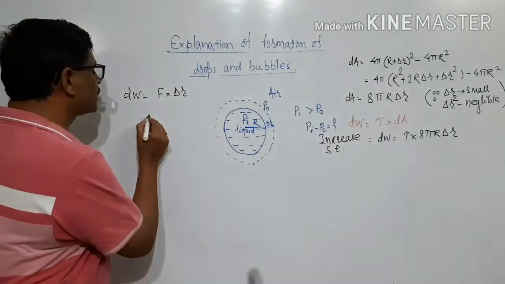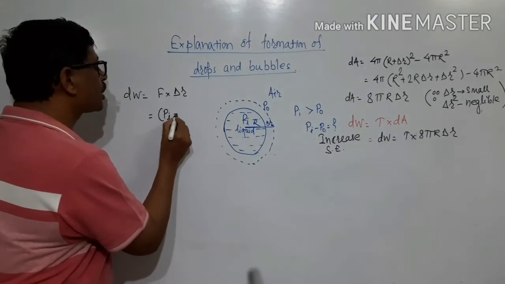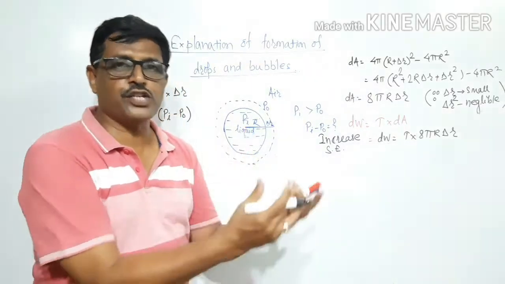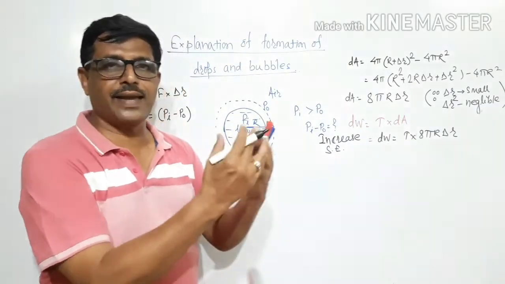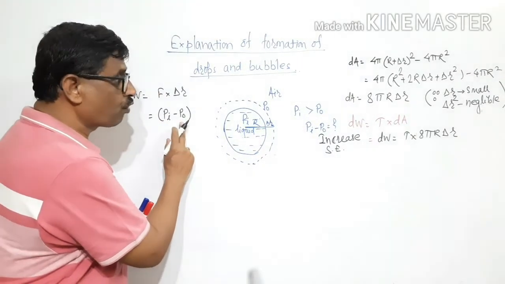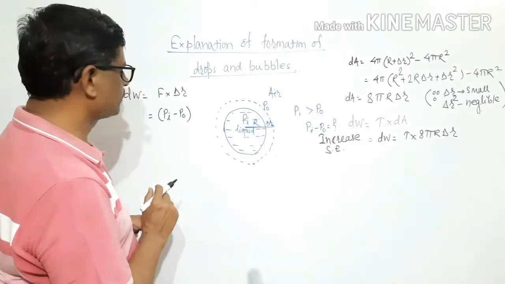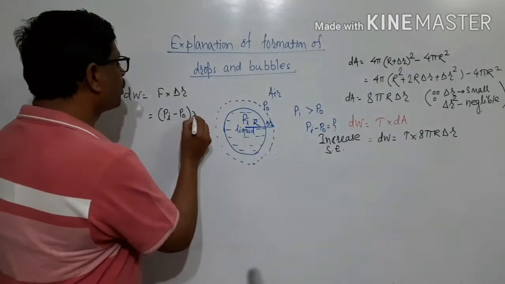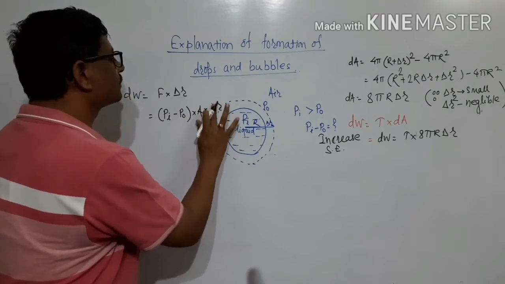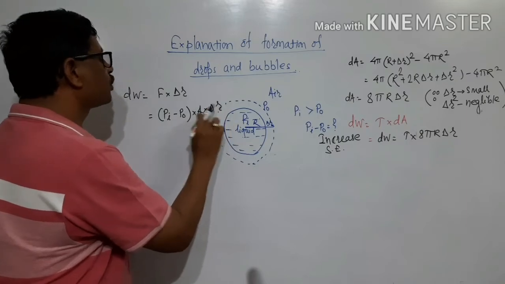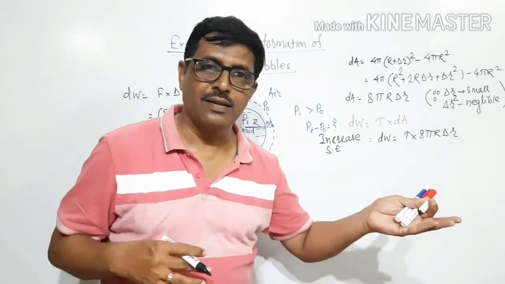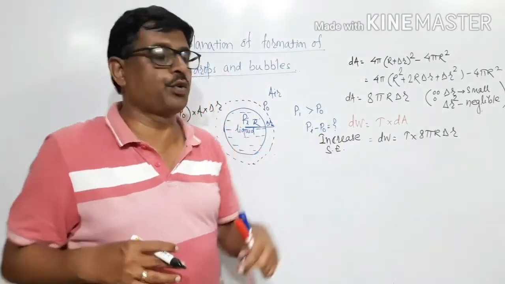What actually is force? Force is pressure into area. How much is the excess pressure there to increase the area? Excess pressure to increase the area is Pi minus Po, into area A into delta R. This comes from pressure is equal to force upon area. Therefore, force is equal to pressure into area.